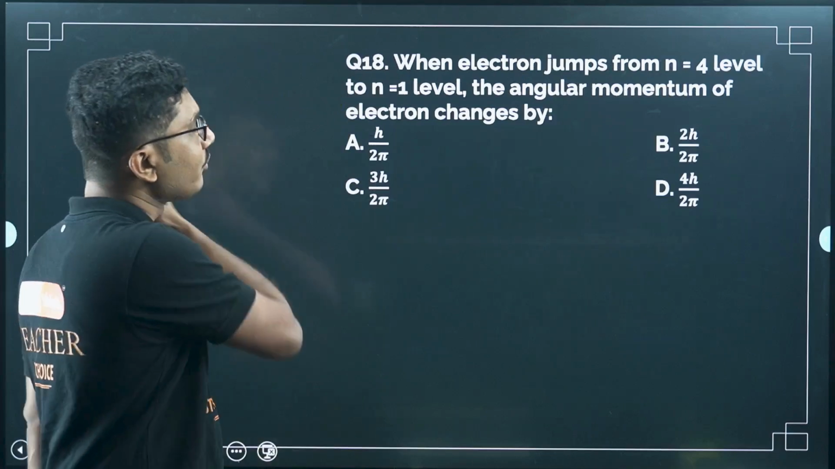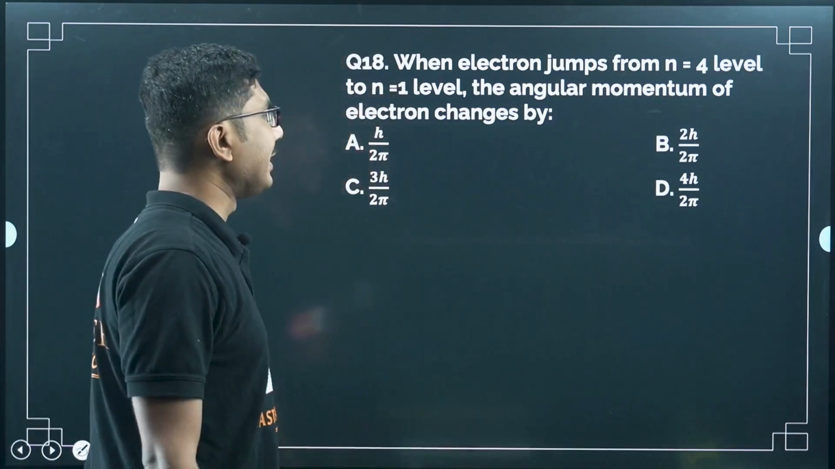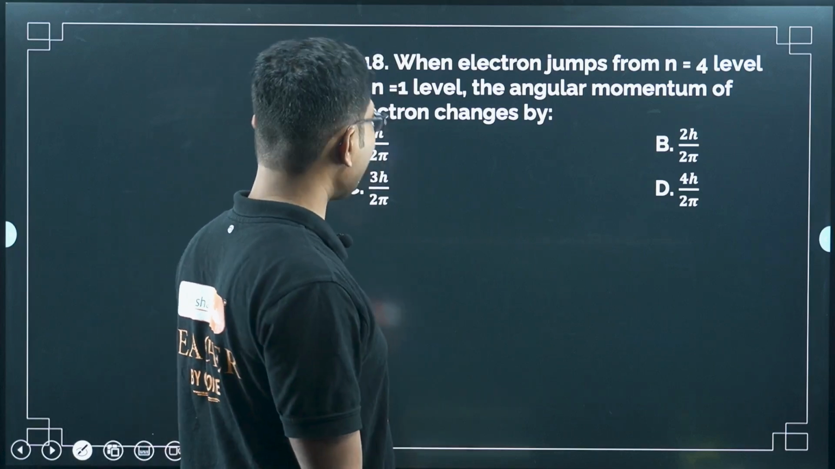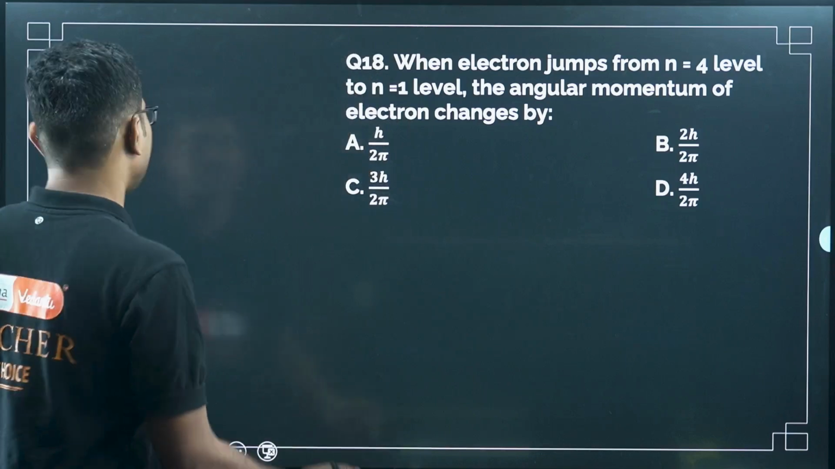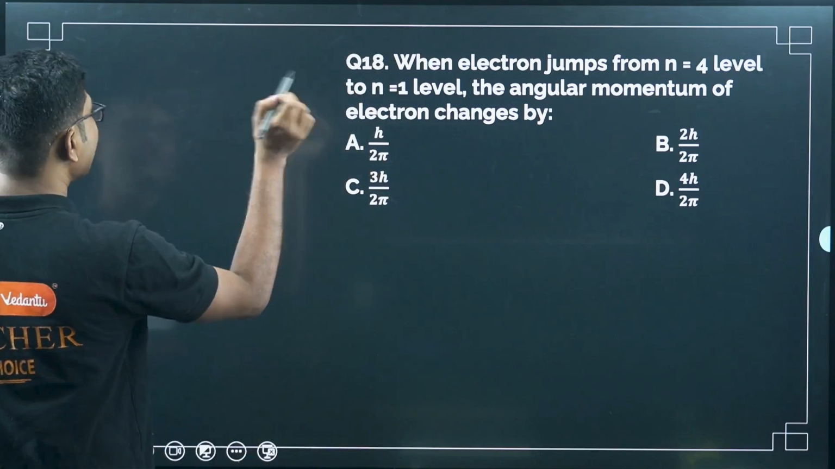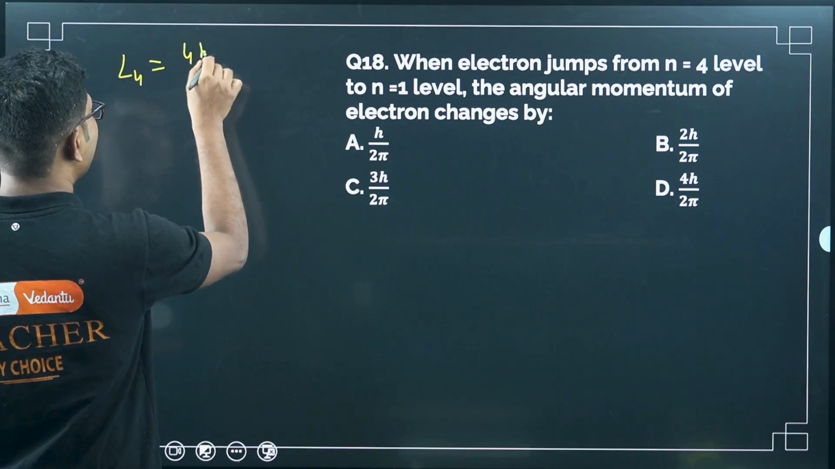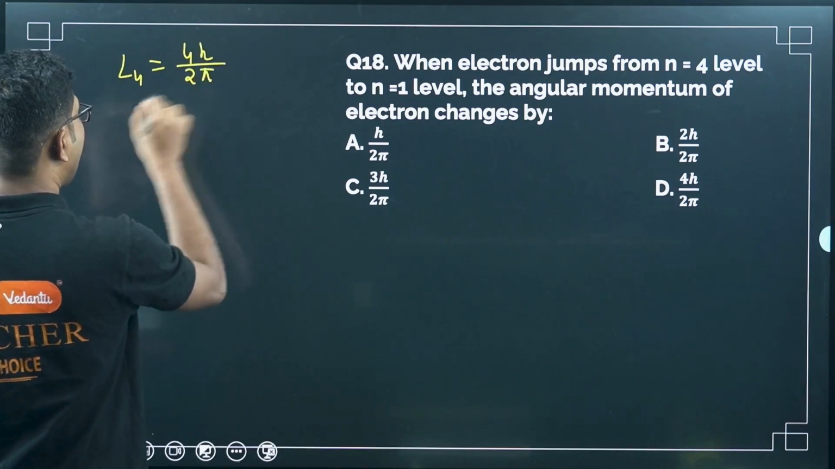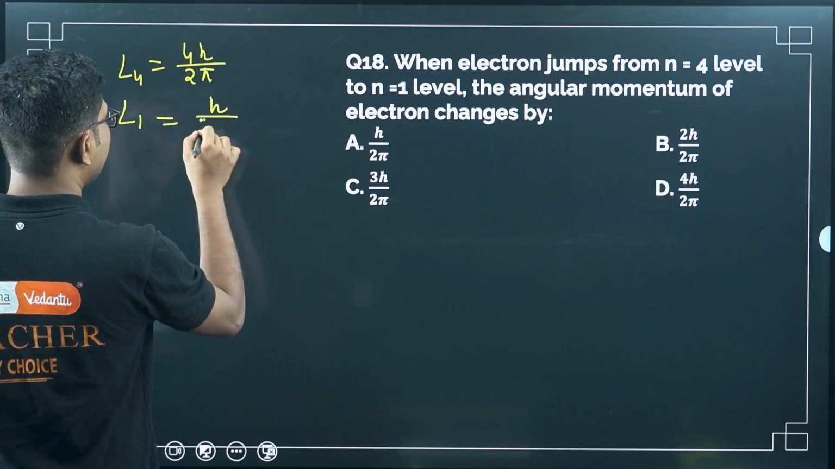Okay, now question number 18. When electron jumps from n equals to 4 level to n equals to 1 level, the angular momentum of the electron changes by. Simple question. At n is equal to 4, angular momentum is 4 h by 2 pi. At n equals to 1, angular momentum is h by 2 pi.